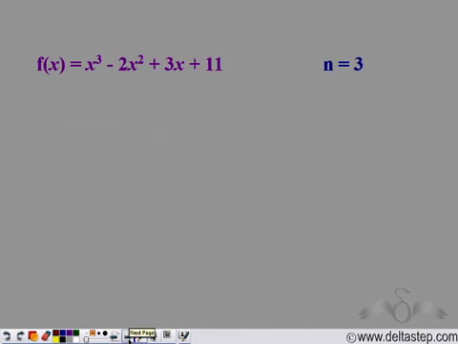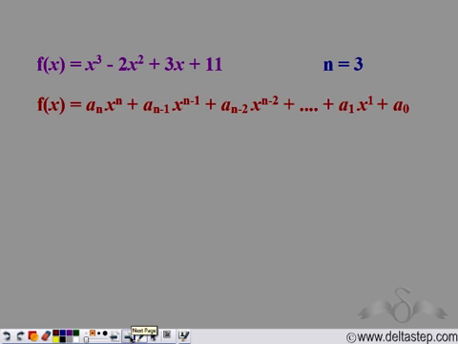Now consider this polynomial x cube minus 2x square plus 3x plus 11. What is the degree of this polynomial? The degree of this polynomial is 3 because the highest power of the variable is 3 and it is a polynomial in one variable obviously because only x is present. So we take n is equal to 3 because the degree is 3 and we substitute this n in the general form.